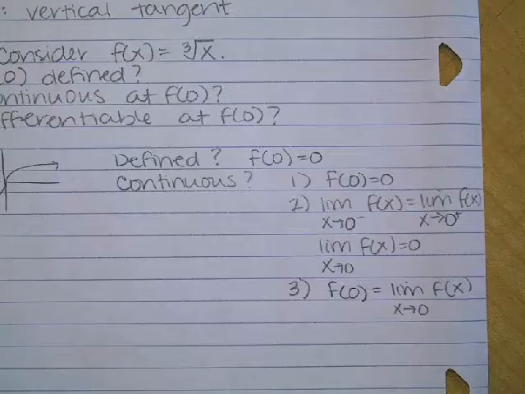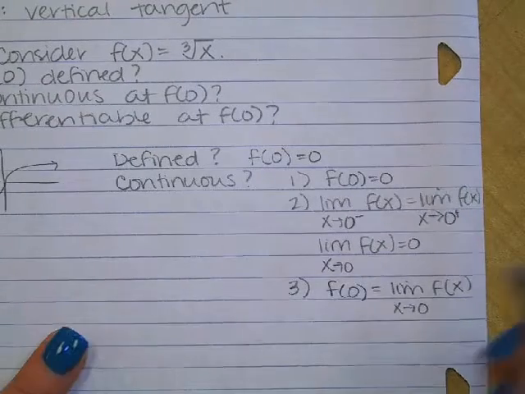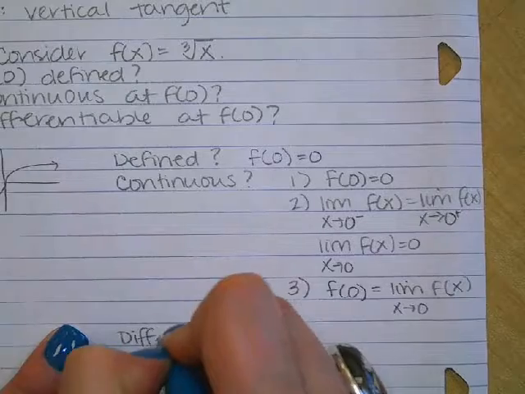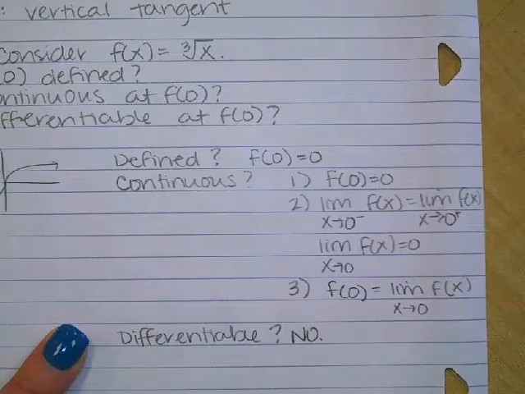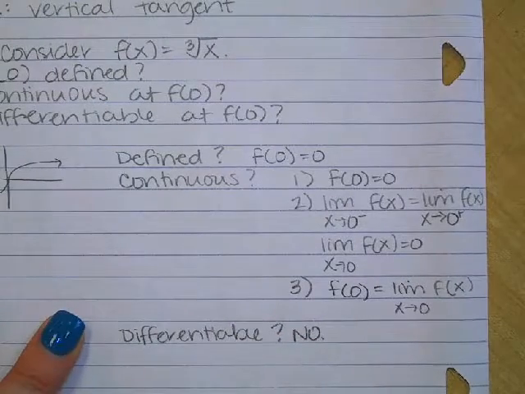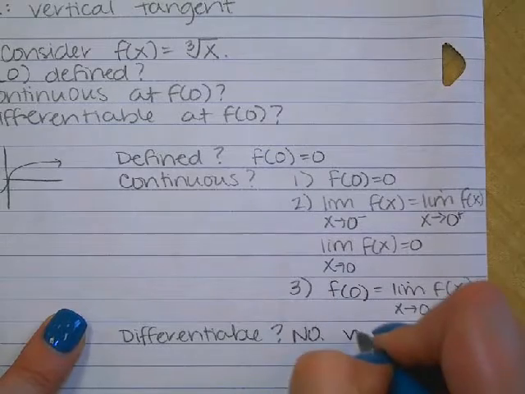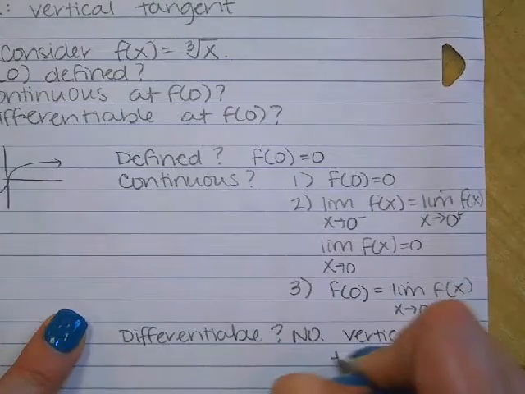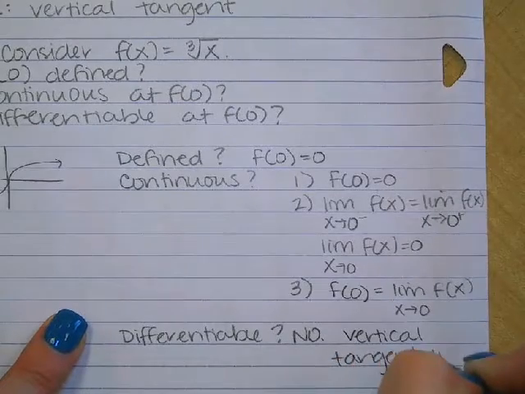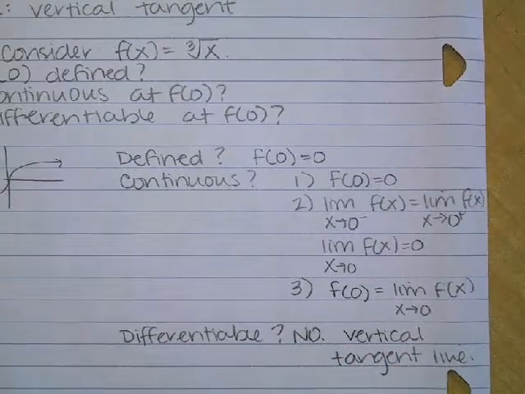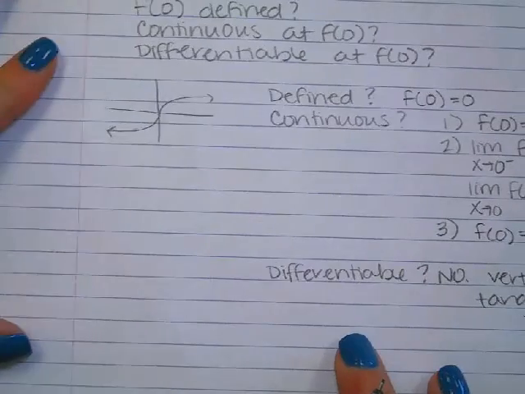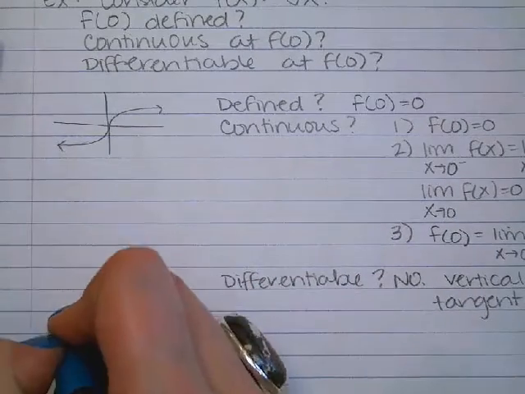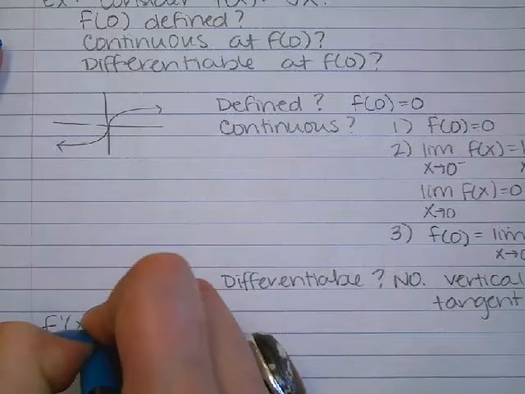So it's defined, it's continuous. Is it differentiable? No. Why is it not differentiable? Vertical tangent line. All right, I'm not going to make you use the limit definition of a derivative to find the derivative. I'm going to give you the derivative, though, so that you can use it. We're going to learn shortcuts for derivatives in a little bit, not today, but later. And once we learn them, I'll show you guys how to find this derivative.